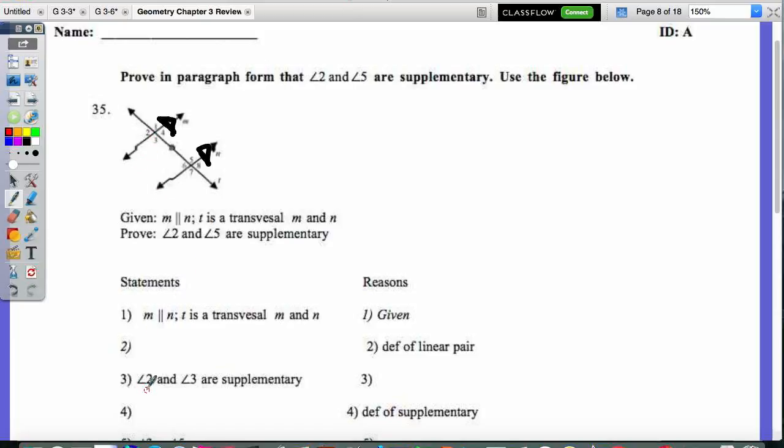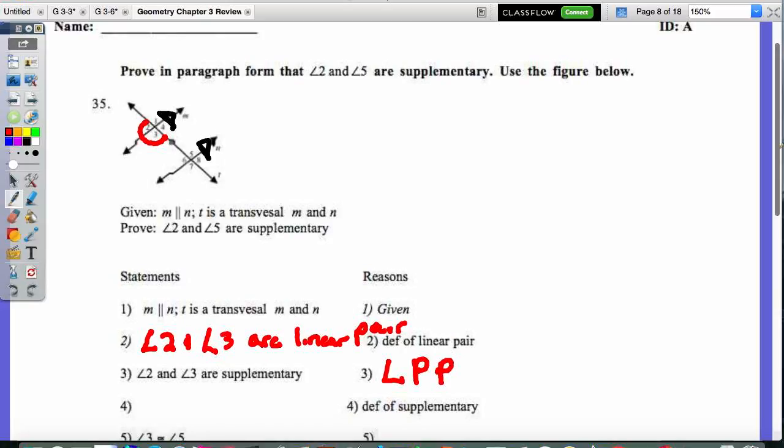So I'm going to look at step 3, and it says 2 and 3 are supplementary. Well, I can see that 2 and 3 are a linear pair. So I'm going to write angle 2 and angle 3 are linear pair. That should work, and that is a definition of a linear pair. So the fact now that they're a linear pair and they're supplementary, that is the linear pair postulate, okay, is that they're supplementary.